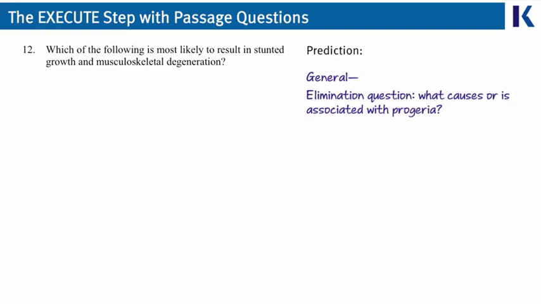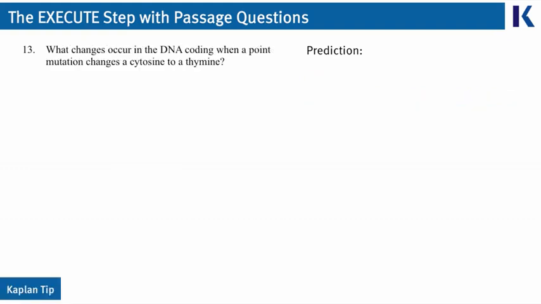For a question like this that again is relatively vague and open-ended, we shouldn't predict a precise answer, but should rather walk into the answer choices armed with the idea that we're looking for something associated with progeria. By extension, wrong answer choices are probably going to be characteristics of healthy individuals or completely unassociated with the disease altogether. Finally, let's look at the last question.